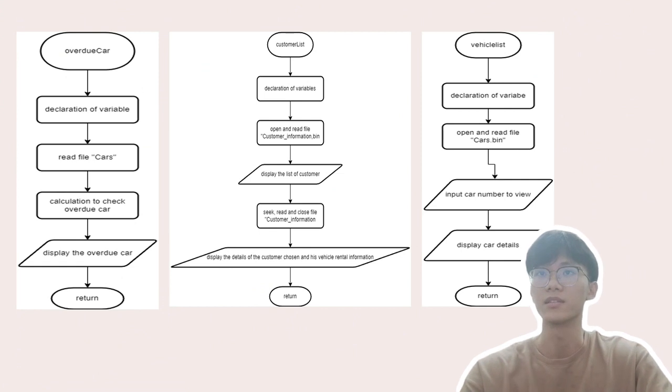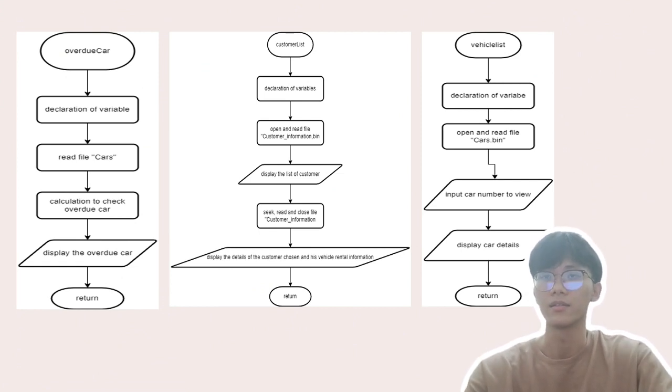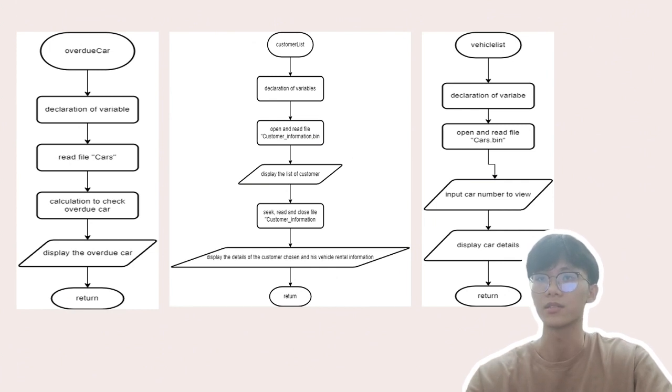As for the customer list function, first variables are declared, and then the function opens and reads the file customer information bin. Then the function displays the list of customers. By using the input from the user, the function seeks, reads, and closes the file customer information. And then it will display the details of the customer chosen and his vehicle rental information.